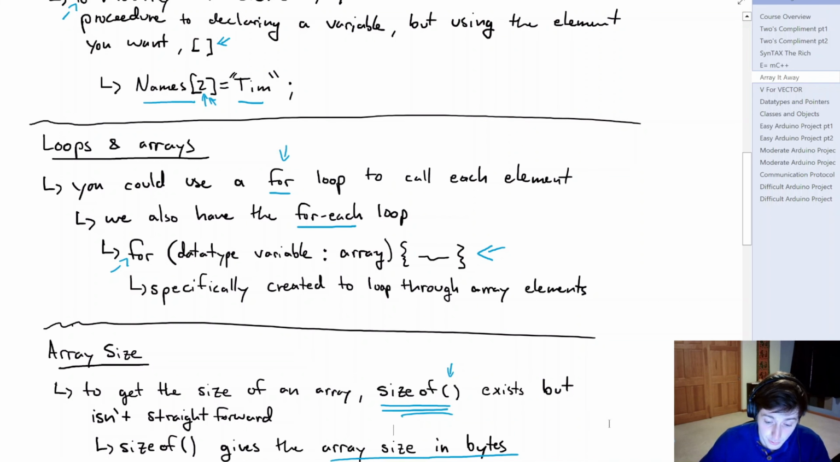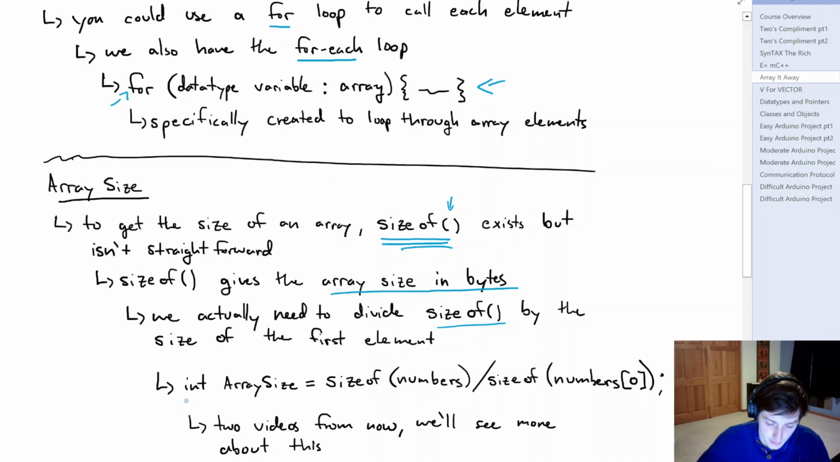But there is a way to do that. We can use something like this line of code here, where it is appropriate to have an integer, and we just have the sizeof, in this case we're using the numbers array, and then we're dividing that by sizeof, and then we are looking at the 0th element here inside of numbers. But again, 2 videos from now this will make a little bit more sense hopefully.